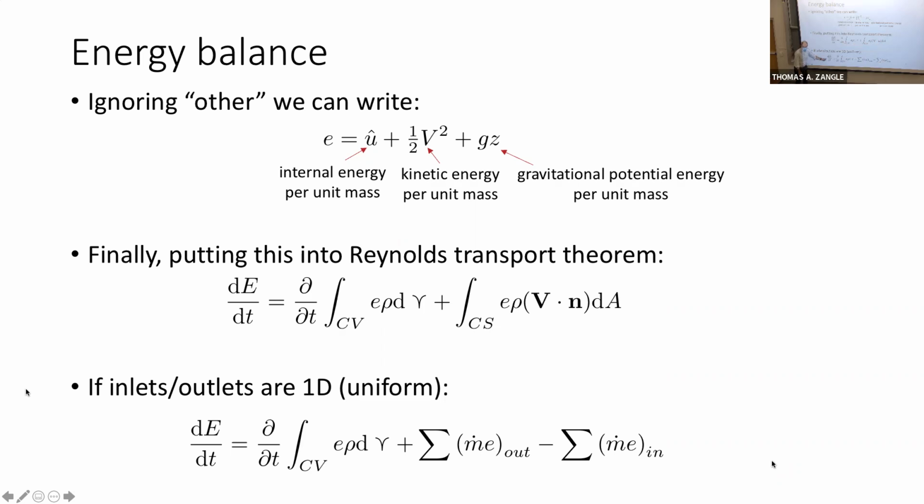And then simplification. We're going to make the same kind of simplification that we made in mass and momentum, but now just for our energy balance. Since we've done this twice, we'll go a little bit faster for some of this, and then we'll slow down on some examples and defining what these terms are, which are different. But if my inlets and outlets are 1D or uniform, then I'm going to end up with dE/dt, the rate of change within the control volume of my energy, plus the energy flux out minus the energy flux in.